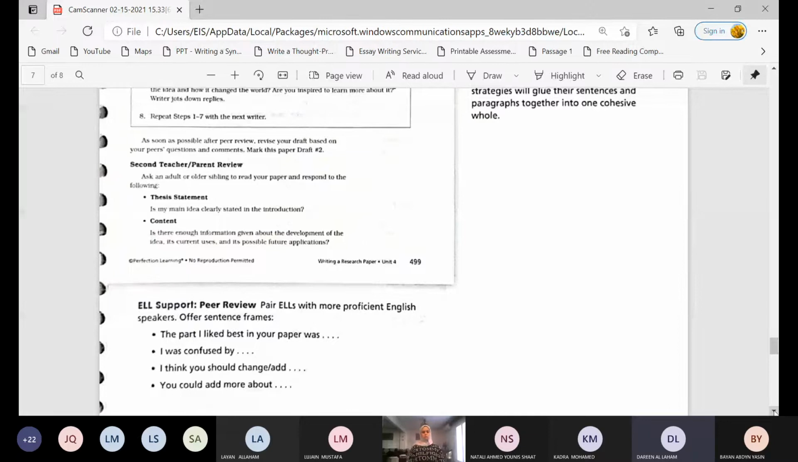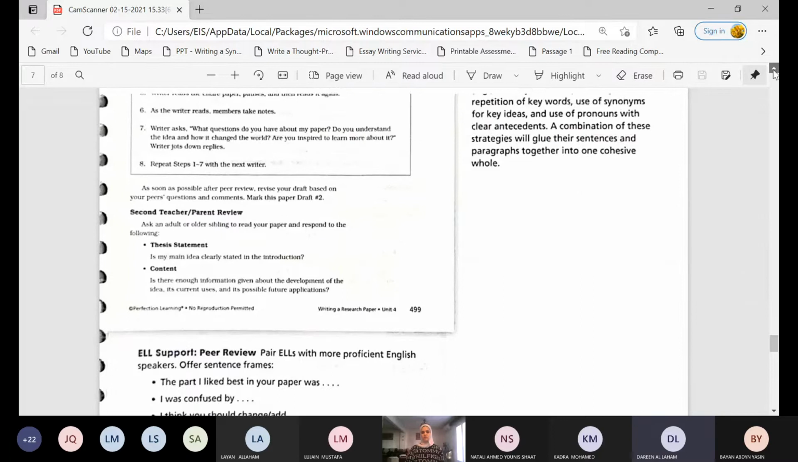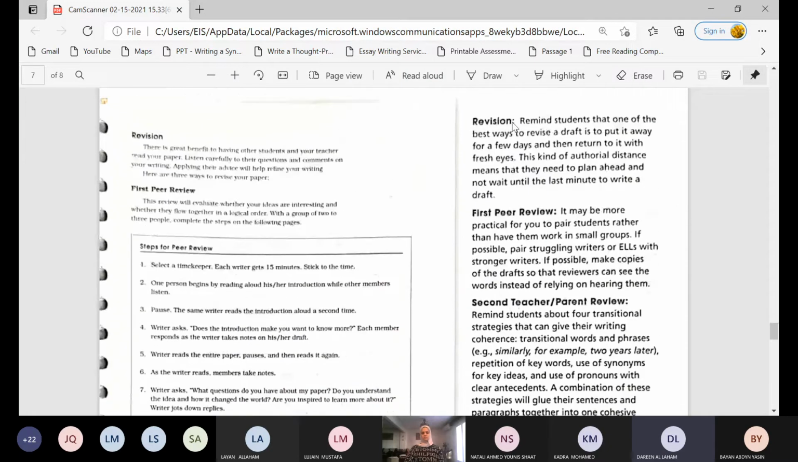Content. Is there enough information given about the development of the idea, its current uses, and its possible future applications? Yes, here. Revision. Not from the book, from the slide.